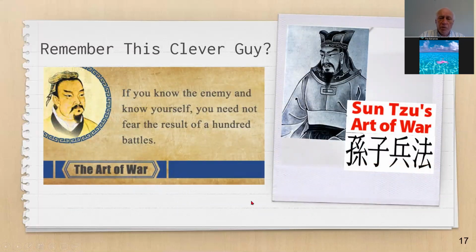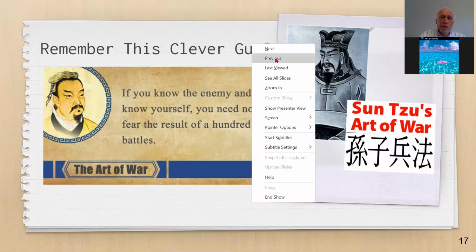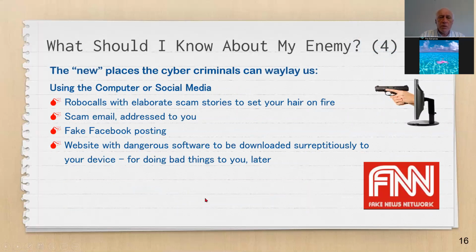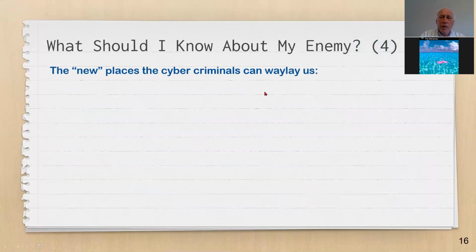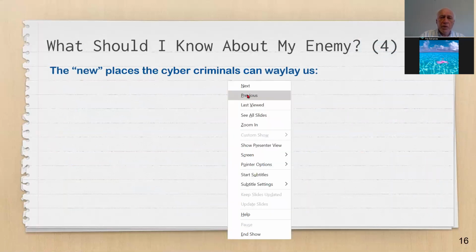Sorry, let me go back one line. It said never use a debit card. Let me go back to that one. Okay, previous. Let me go back. I skipped over that. Come on.